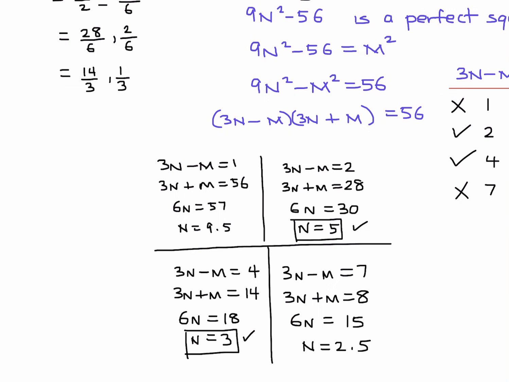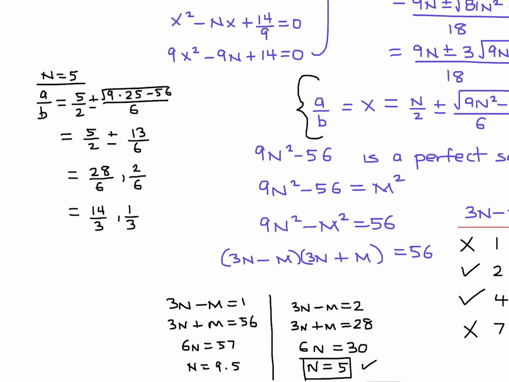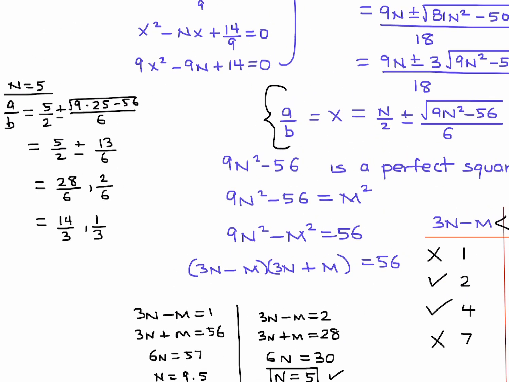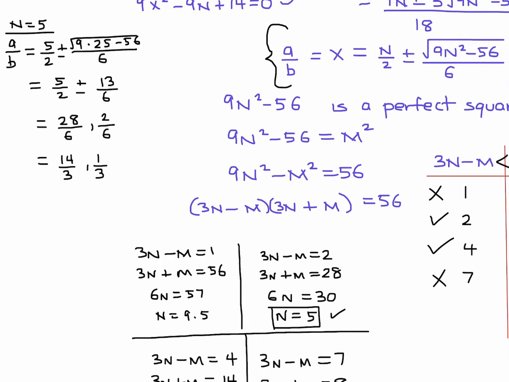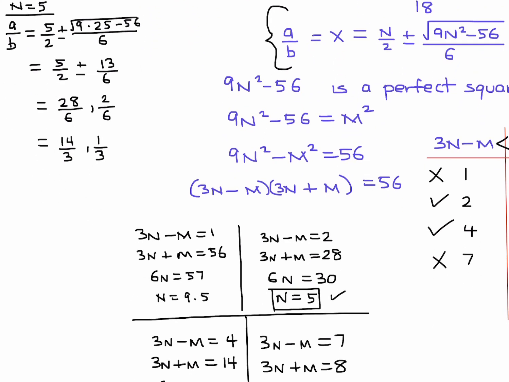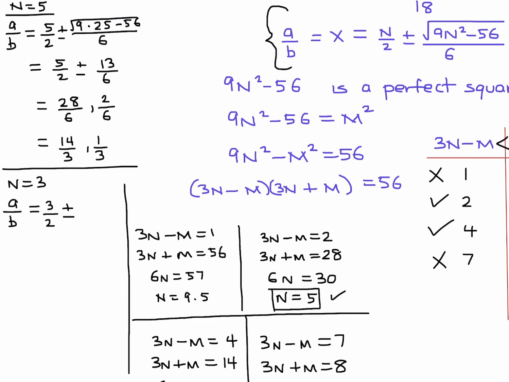And then the next one was n equals 3, right? So I've got to do this again for n equals 3. Using this same equation, for n equals 3, that's going to give me a over b is equal to 3 over 2 plus or minus, with n equals 3, so 3 times 3 is 9, 9 times 9 is 81, minus 56.